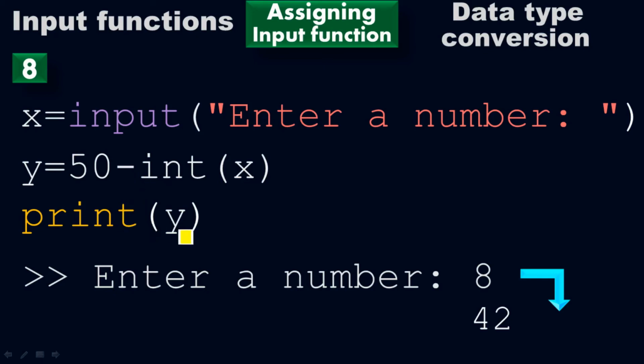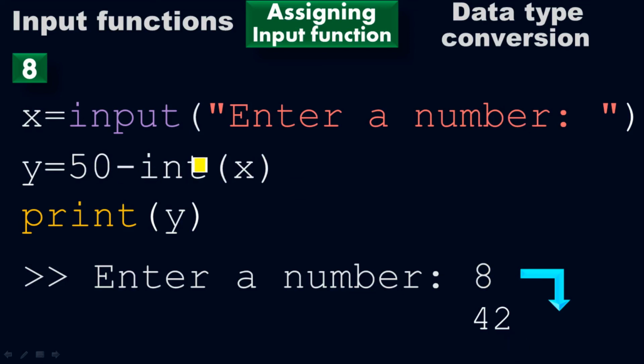Therefore, when you take the print of y, first you will get this line, "enter a number". You can plug in any number. You can plug in 8, you can plug in 5, you can plug in 6, you can plug in 10, whatever you want. But as I plugged in 8 and then pressed the enter button, I got 42, because 50 minus 8 equals 42. This 8 is the value of x. x equals 8 now, because remember, we entered a number here, which is 8. It is the value for the variable x. So 50 minus 8 will be 42.